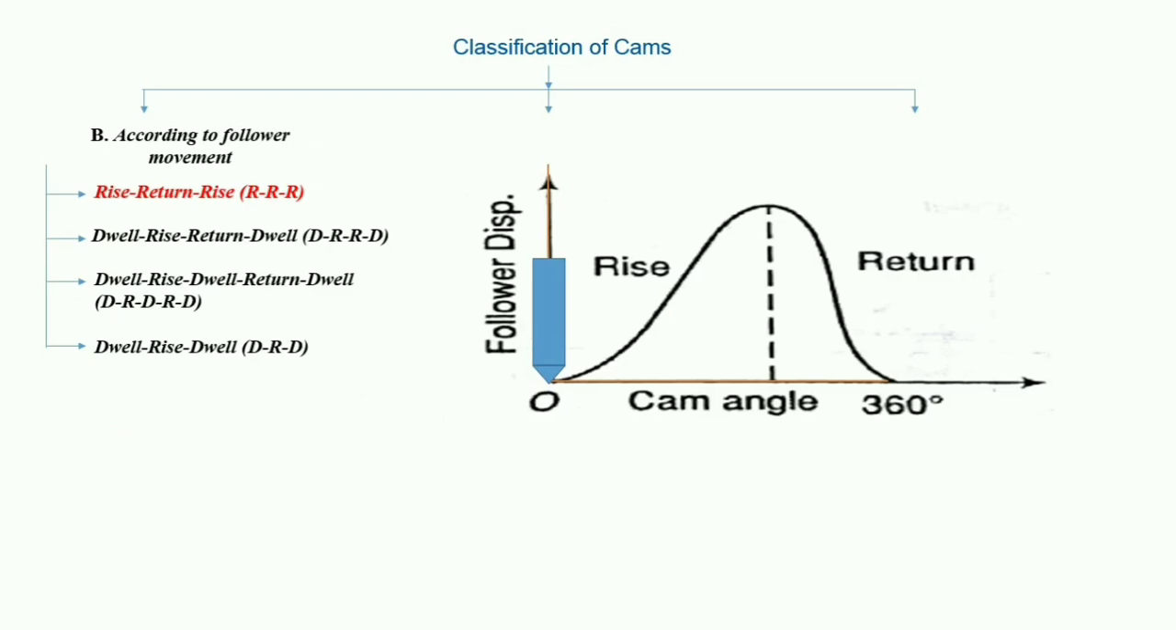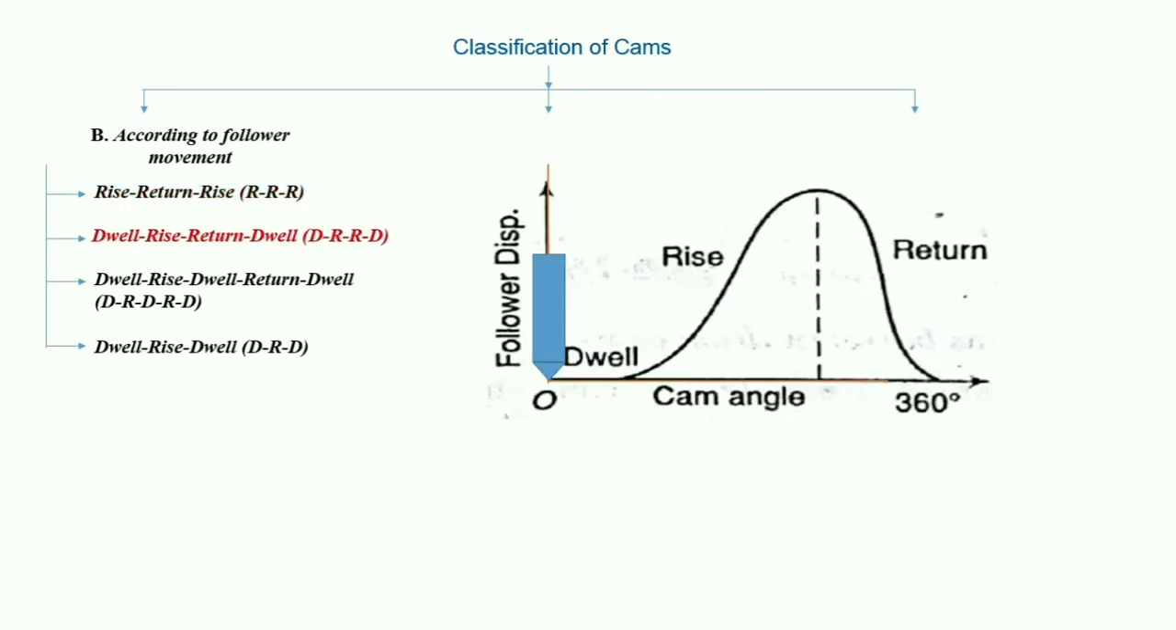So in this you can see rise, return, rise, return. So in this, there is an alternate rise and return of the follower. First is rise, second one is return. Again for the next cycle, again rise and return. So alternate rise and return of the follower.